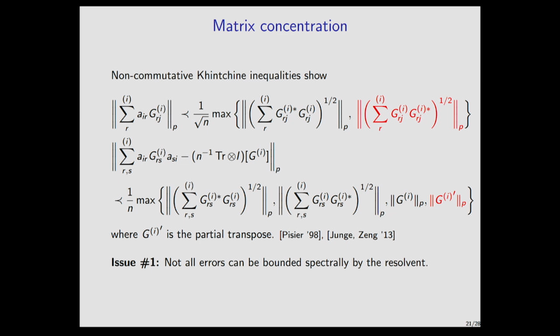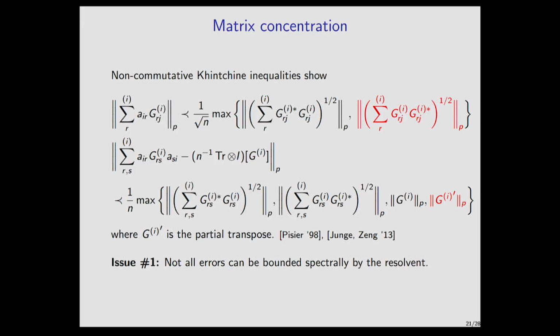And the first complication or challenge that arises that doesn't occur in scalar random matrix models is the following: not all of these errors that you need to bound in the concentration can be controlled spectrally by the resolvent. In particular, there are these two terms that are related to the partial transpose of the resolvent. There's in general no direct spectral relation between a matrix and its partial transpose. The naive bound for the norm of a partial transpose in our case would be n times the norm of the resolvent itself. And if I apply this naive bound into here, I'll just get a completely trivial bound for this concentration, right? So I don't get anything out of this. So this is the first conceptual issue.